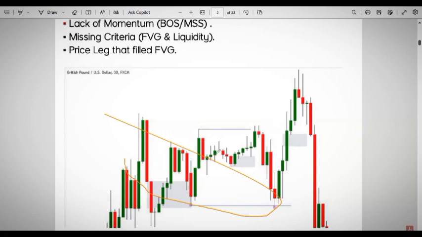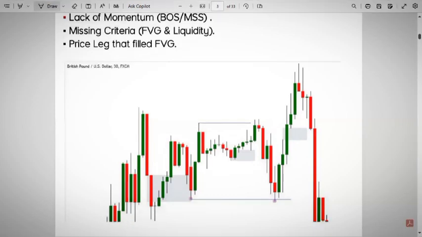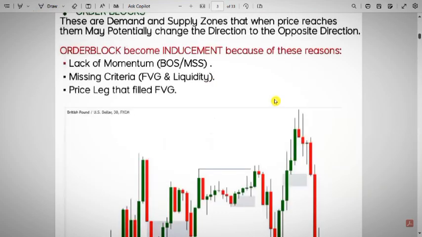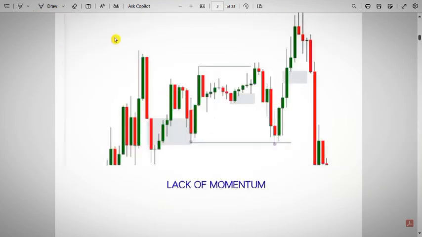Let me delete this first and show you. Sorry guys, this is the example of lack of momentum and how it affects the decision on taking trades. So look at this example here. If we look at this chart, you can see price was not showing the willingness to either go higher or go lower.